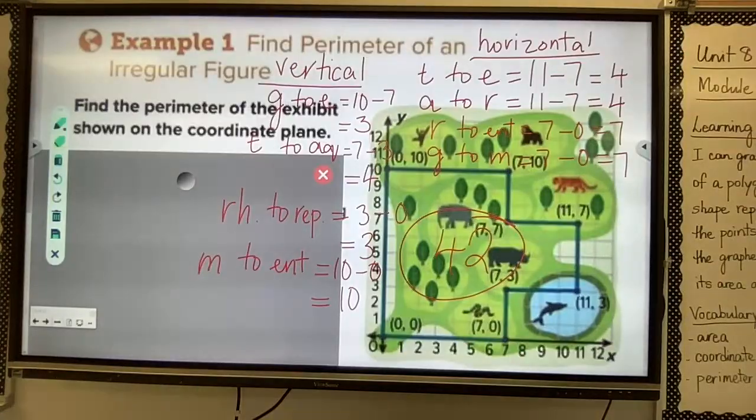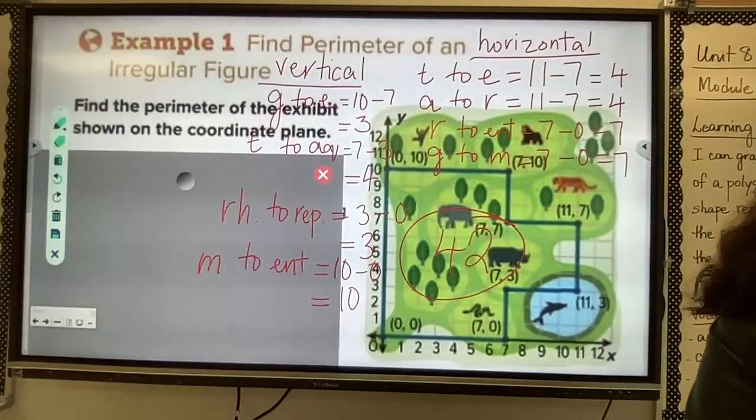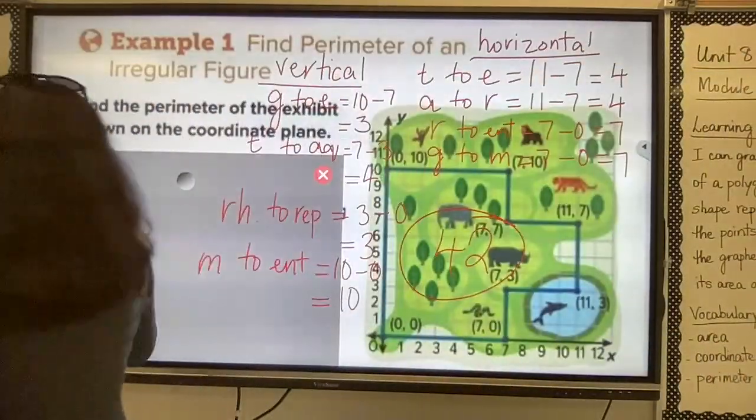So either of these methods is fine, and the perimeter of the exhibit is 42 units by adding 4 plus 4 plus 7 plus 7 plus 3 plus 4 plus 3 plus 10. So all of these values, all right? So that is one way that this can be done. Let's look at another one really quick.